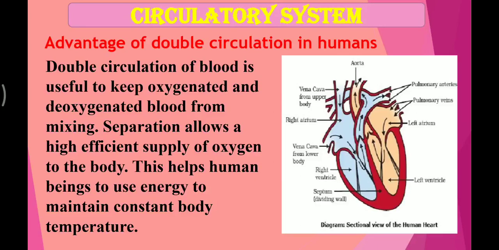Separation allows a highly efficient supply of oxygen to the blood. This helps human beings use energy to maintain a constant body temperature. Our metabolic activity is very high compared to other animals. So to keep up that energy, we need more oxygen. To survive, to help that supply of oxygen, this double circulation is done. See, here you can see.